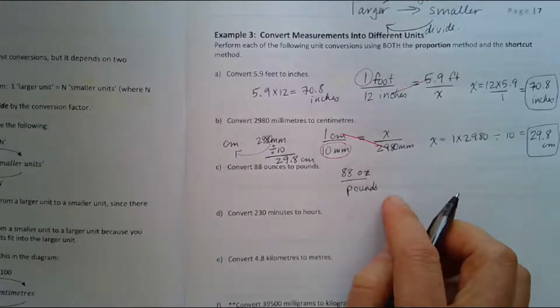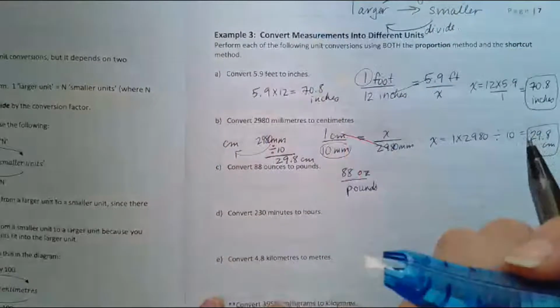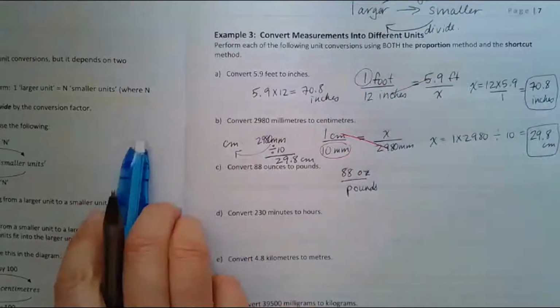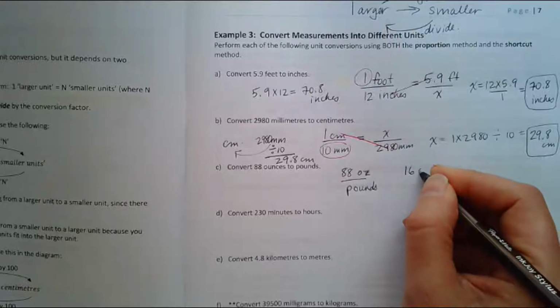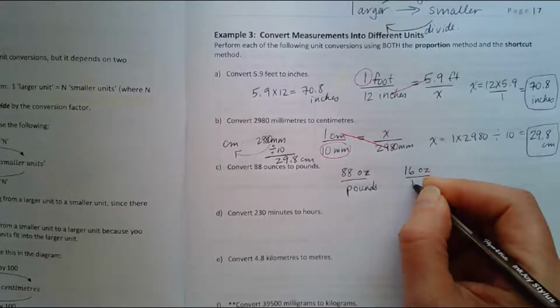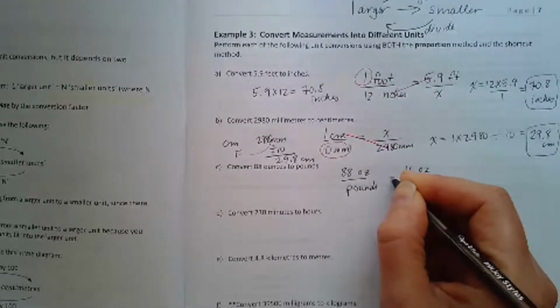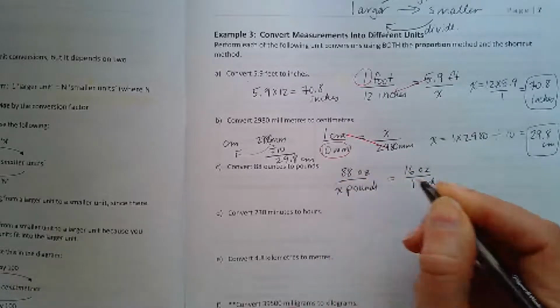I kind of did that backwards, didn't I? I did it again. Oh well. I know that 16 ounces equals 1 pound. Okay, so this is my X. I guess I didn't need to write out the.